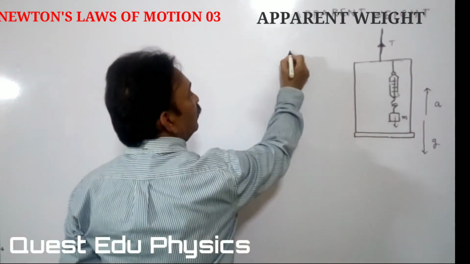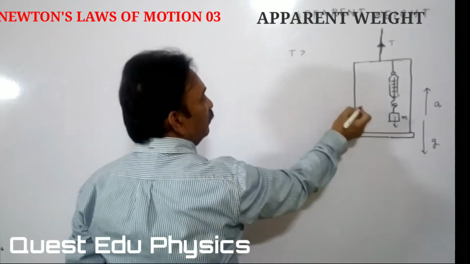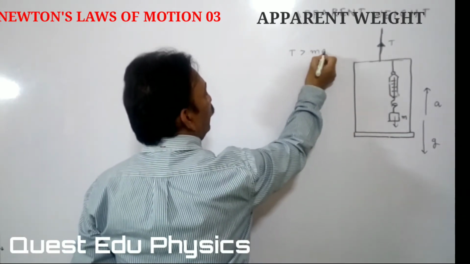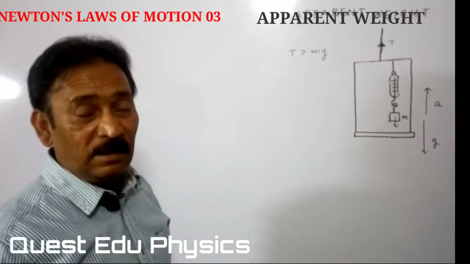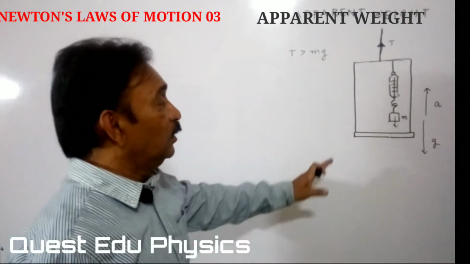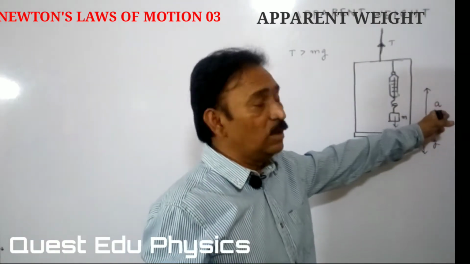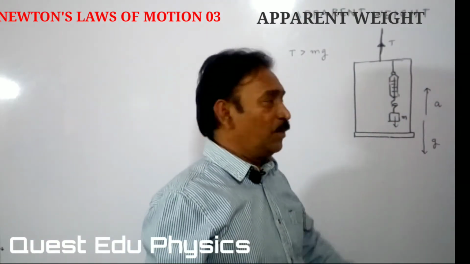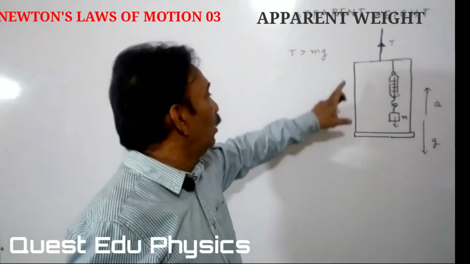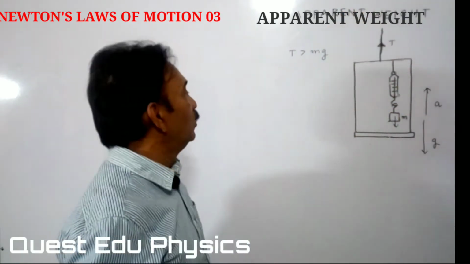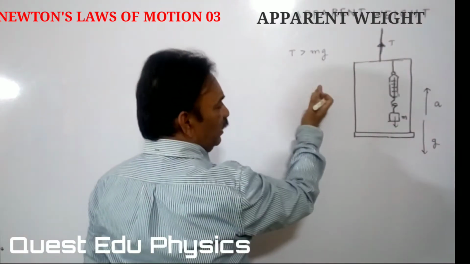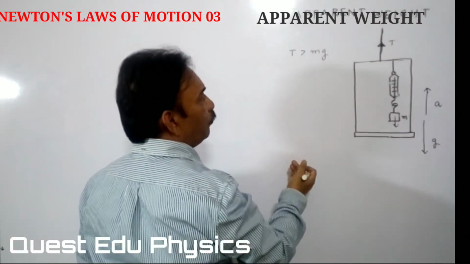If T is greater than the weight of the body, the difference between the two must be equal to the force which is applied. That means one force is acting. Actually, tension is upwards. Additional to that, we added one more force. You can see here T is greater than mg. That's why it is moving up.